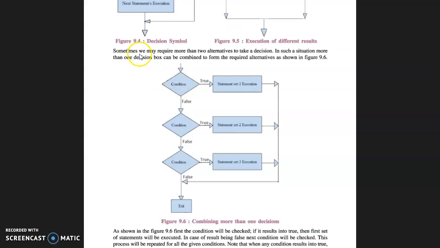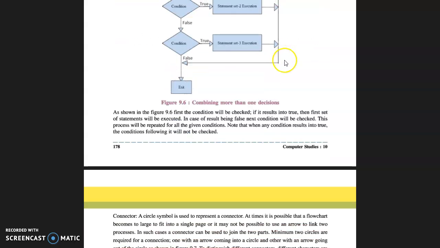Condition. Sometimes we may require more than two alternatives to take a decision. In such a situation, more than one decision box can be combined as required.